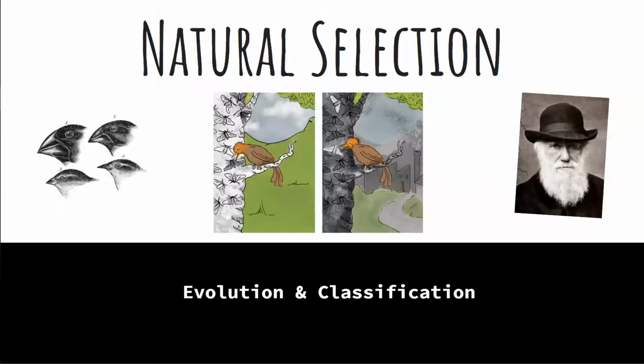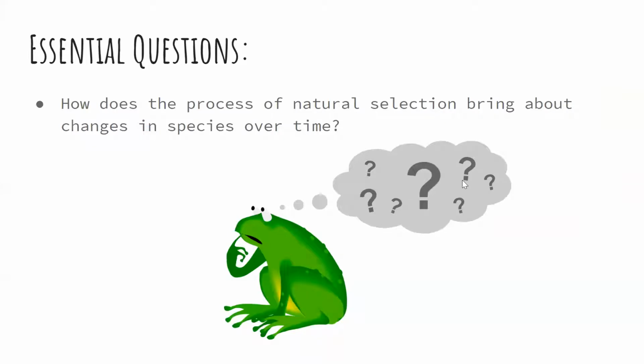Today, we're going to learn about natural selection and how Charles Darwin became the father of modern evolution. We're going to learn about how animals naturally evolved over millions of years. In this presentation, we're going to learn about the process of natural selection and what exactly it is, and how it brings about change in a species over time.